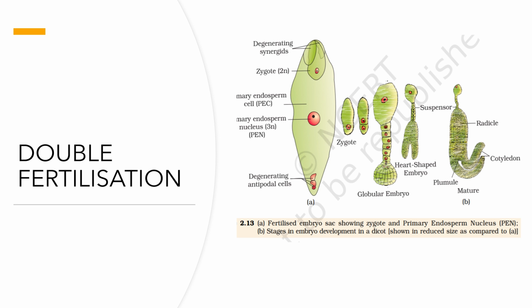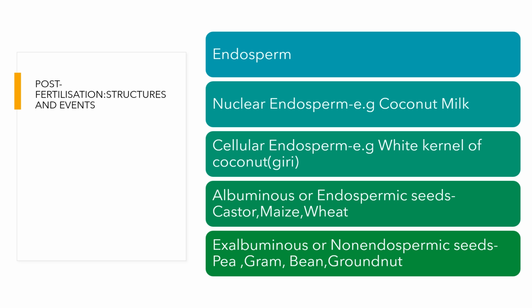Now, the zygote gives rise to the proembryo and subsequently to globular, heart-shaped and mature embryo. From the zygote, when the proembryo is formed, the suspensor cell is given out, and from the suspensor cell, the haustorium is made, and that gives rise to plumule, radicle, or different types of globular, heart-shaped and mature embryo in different species. So in this slide, we'll study about endosperm, structure, types, and development, which includes post-fertilization structure and events.